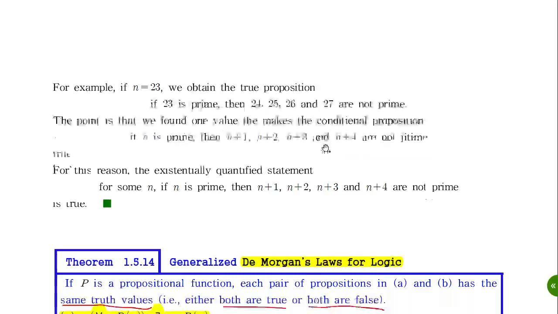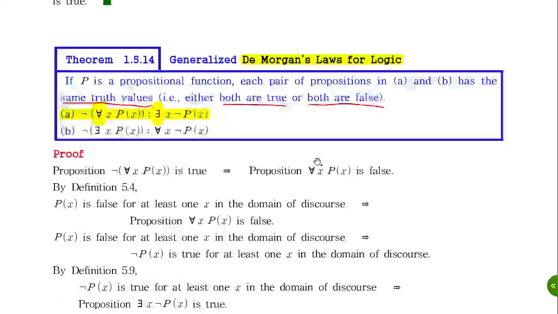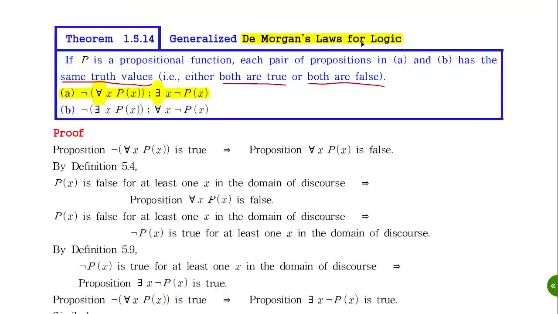And next, the generalized De Morgan's law for logic. When P is a propositional function, each pair of propositions in A and B has the same truth table. Either both are true or both are false. Here, this statement is equivalent to this statement, and this statement is equivalent to this statement.